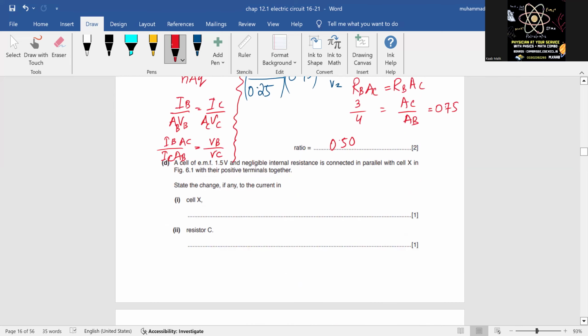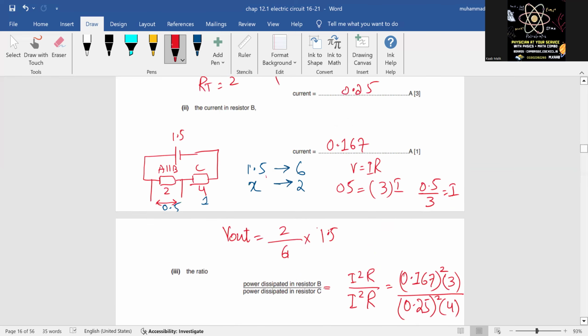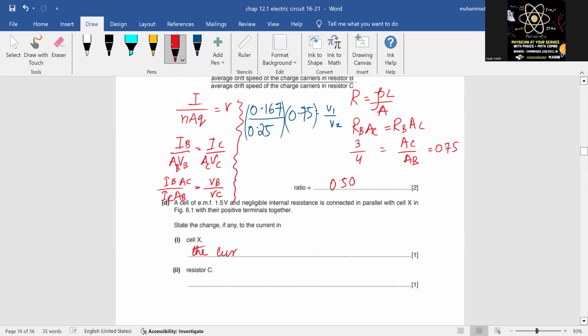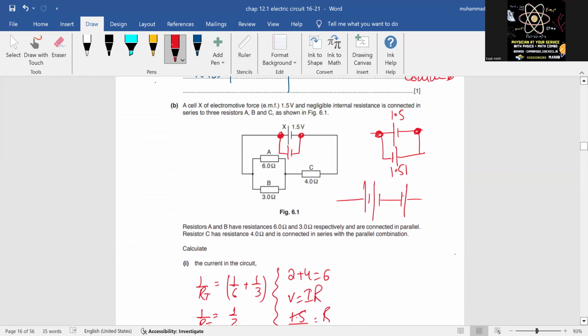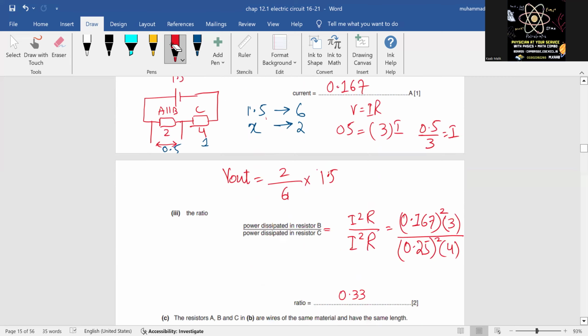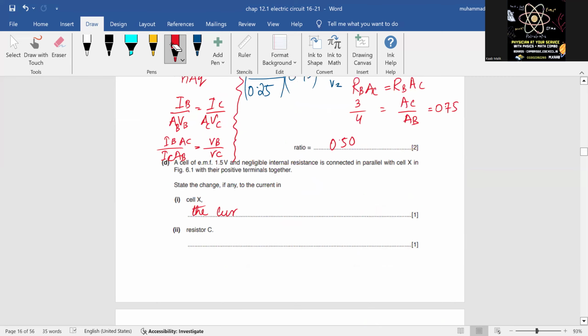So this will be half. Okay, the current. Look, they are asking for the current in the cell. So the current in cell X will be half. But if they ask you the current in the circuit, then the current in the circuit remains the same. What we calculated as 0.25 should be the same, right? Because the current in the circuit is decided by the resistors you have, right? If you increase or decrease the number of resistors or the values of the resistance, then the current can be different, right? But if you're just varying the battery, then the net current should be the same as the previous case, right?